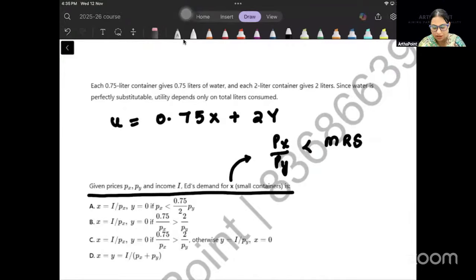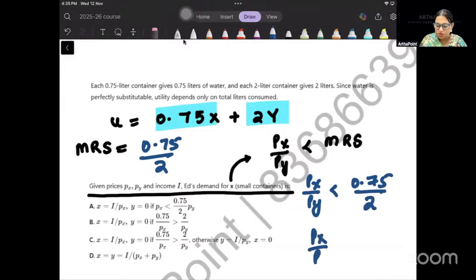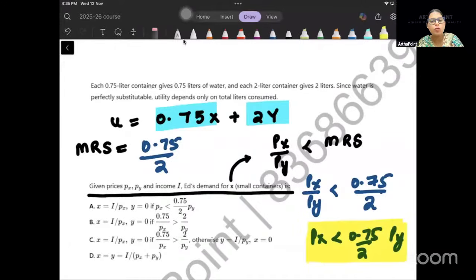Only then will you demand good x. What is MRS? MUx by MUy, so 0.75 by 2. That is your MRS. So you want Px by Py less than 0.75 by 2, so Px less than 0.75 by 2 Py. Then you will demand only good X.